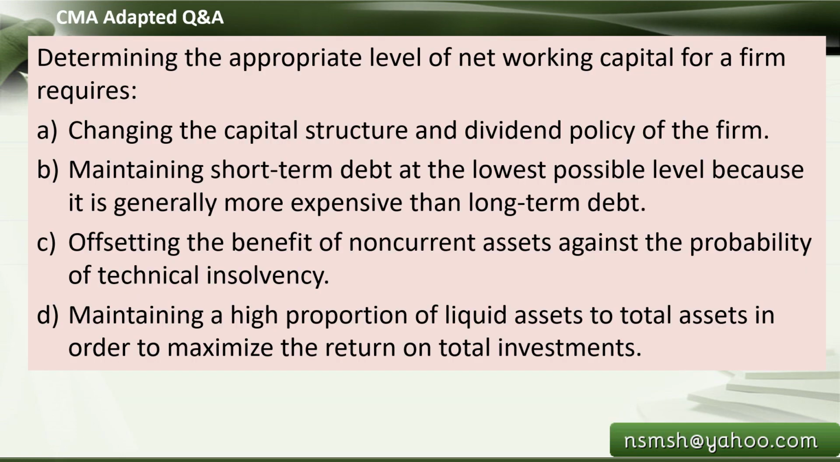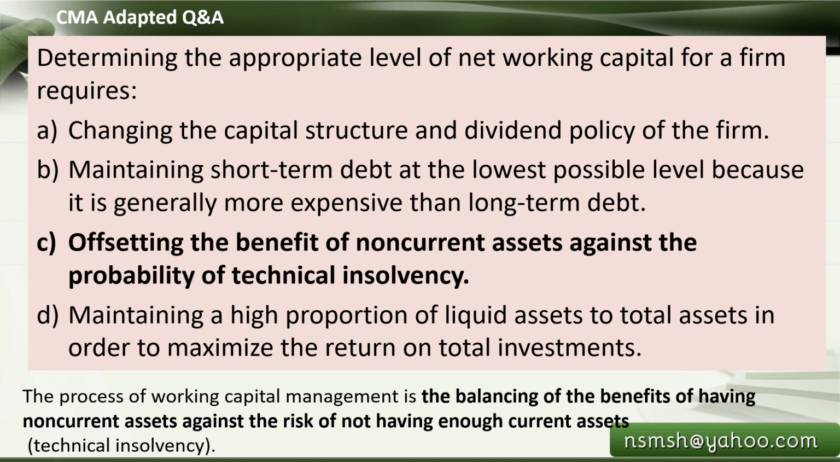So, determining the appropriate level of net working capital for a firm requires one of the following choices. A. Changing the capital structure and dividend policy of the firm. B. Maintaining short-term debt at the lowest possible level, because it is generally more expensive than long-term debt. C. Offsetting the benefit of non-current assets against the risk of technical insolvency. D. Maintaining a high proportion of liquid assets to total assets in order to maximize the return on total investments. The best option is C.